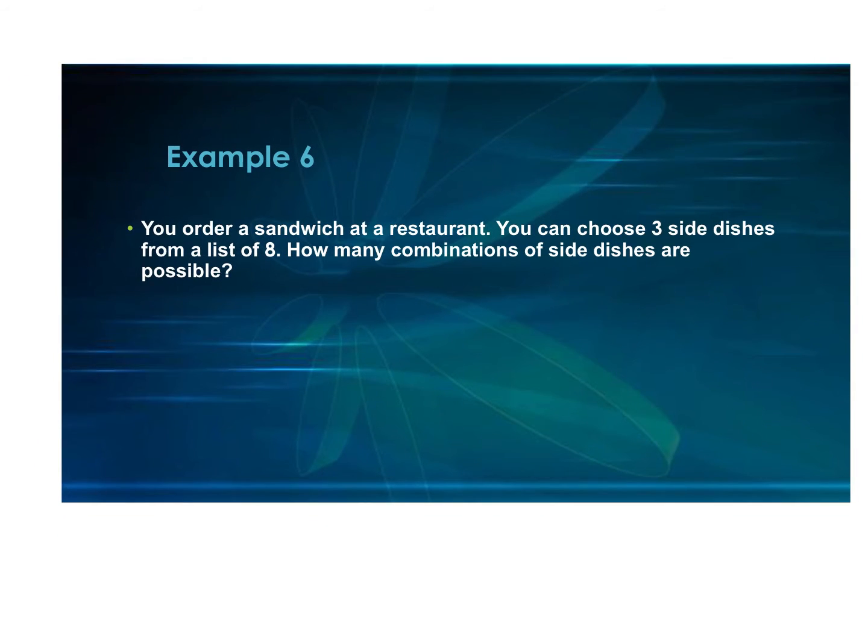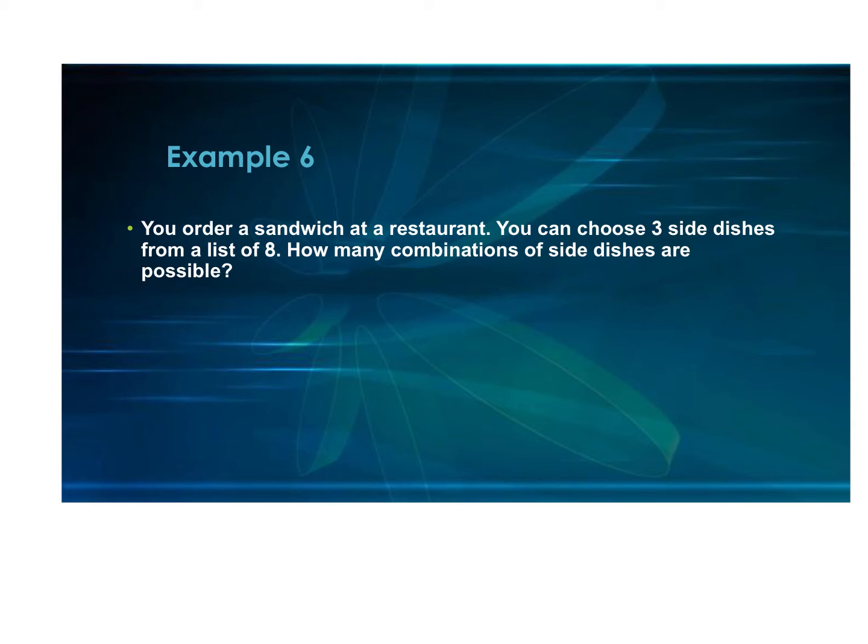So now here it says, you order a sandwich at a restaurant. You can choose 3 side dishes from a list of 8. How many combinations of side dishes are possible? So here, when you're choosing your side dish, the order doesn't matter. So it doesn't matter if I choose a salad, French fries, or mac and cheese. That order of my side dishes doesn't matter when I'm placing my order. I'm still going to get the same meal. So this would be a combination.